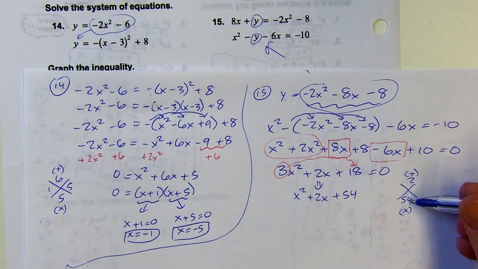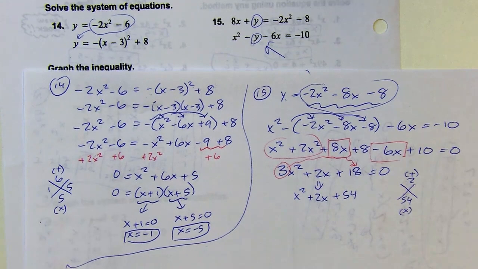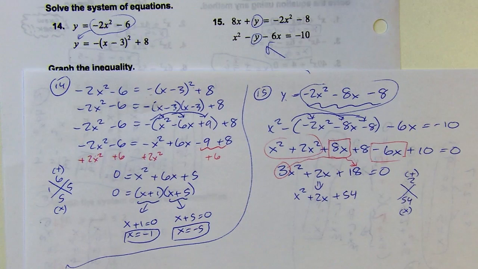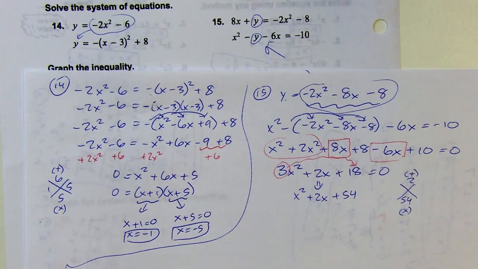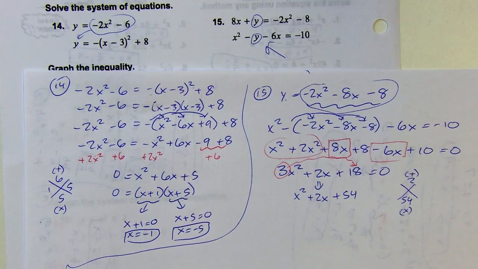So 1 and 54 is no good. What about 6 and 9? No. Okay, I don't think there's a winning combo there. 2 and 27 is no good. 1 and 54 is no good. 6 and 9 is no good. I don't think there's a winner there. 3 and 18 is no good.